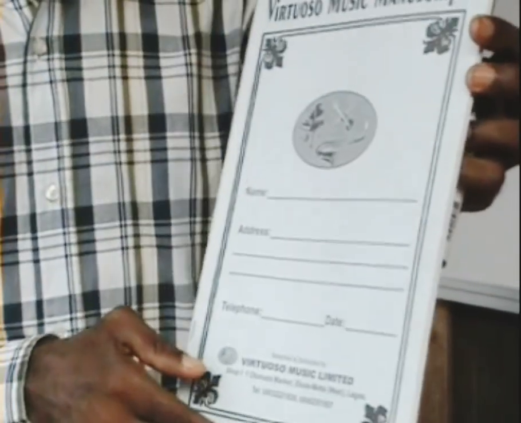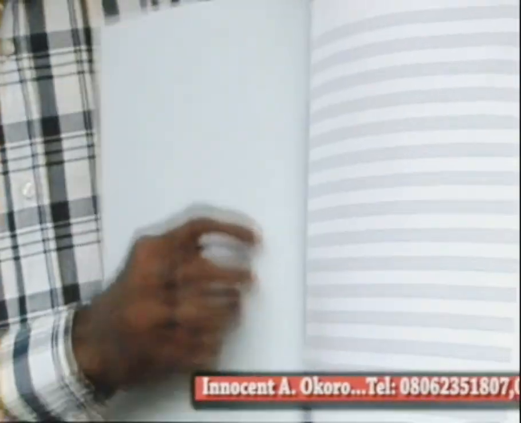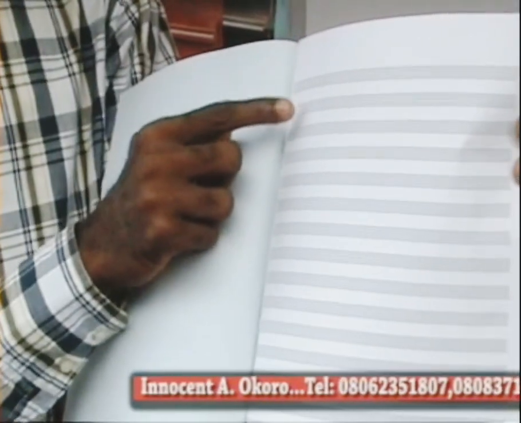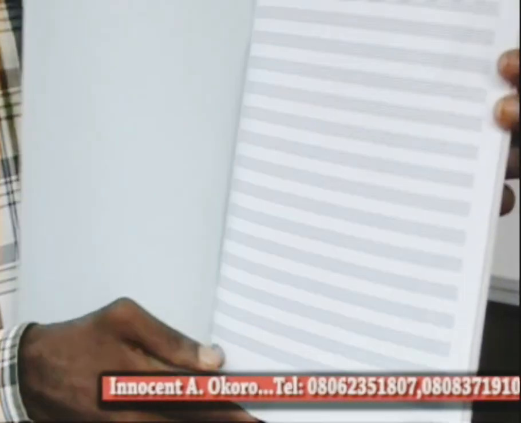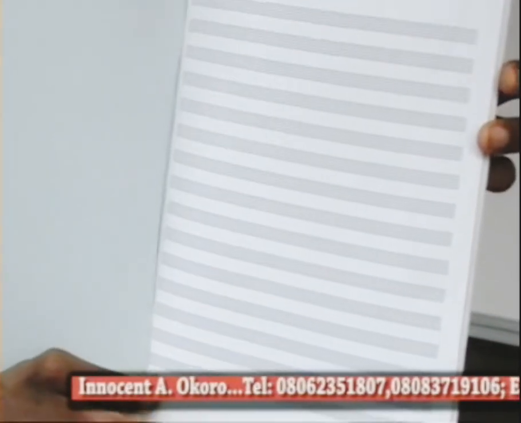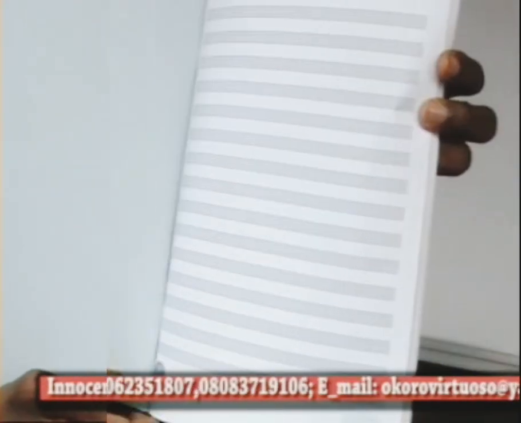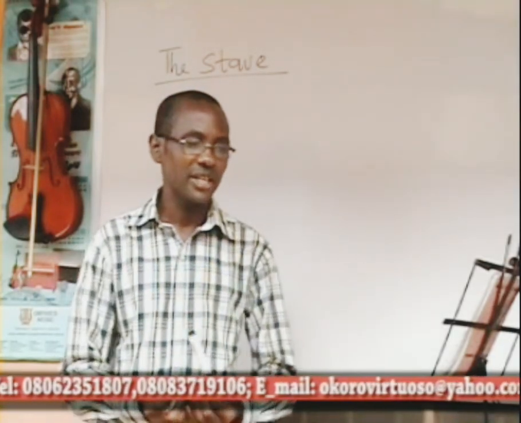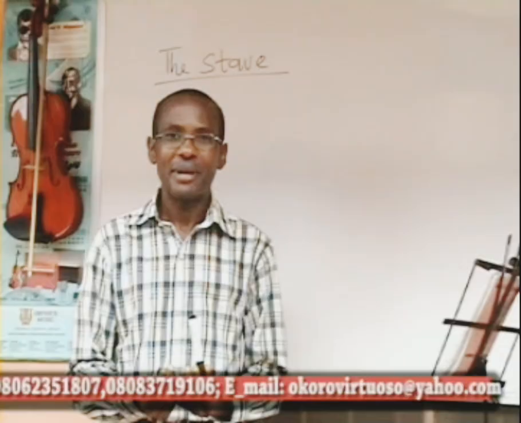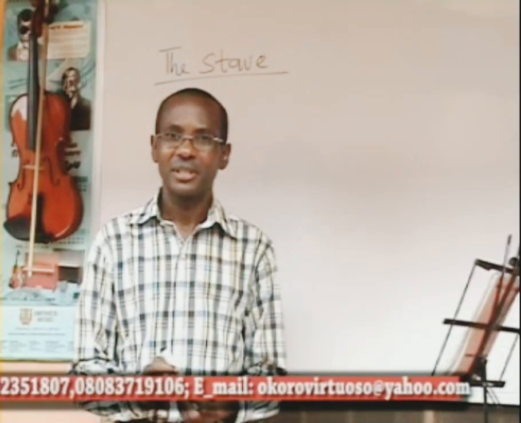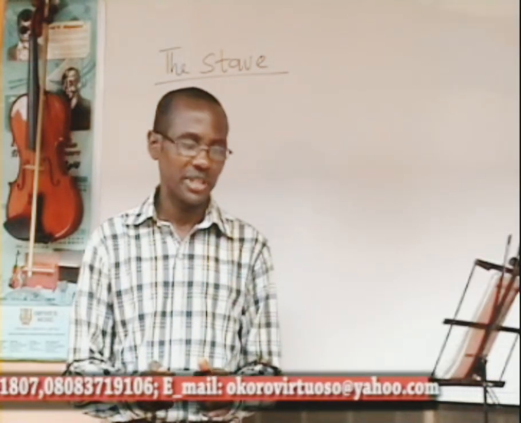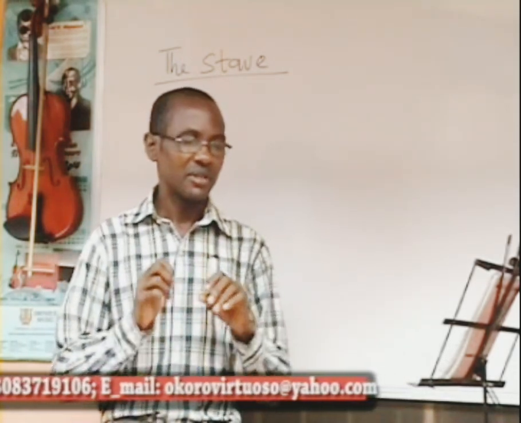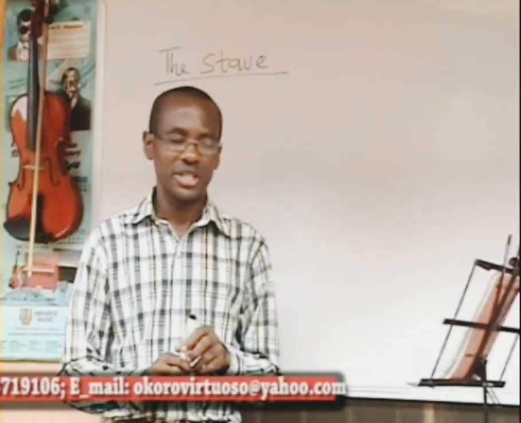Music manuscript contains staves, and you can see there are lines with spaces there. We're going to be talking about it very shortly. Music reading and writing starts from knowledge of music elements. Some basic elements are important if you want to read or if you want to write music. And those elements are involved in writing or music notation.